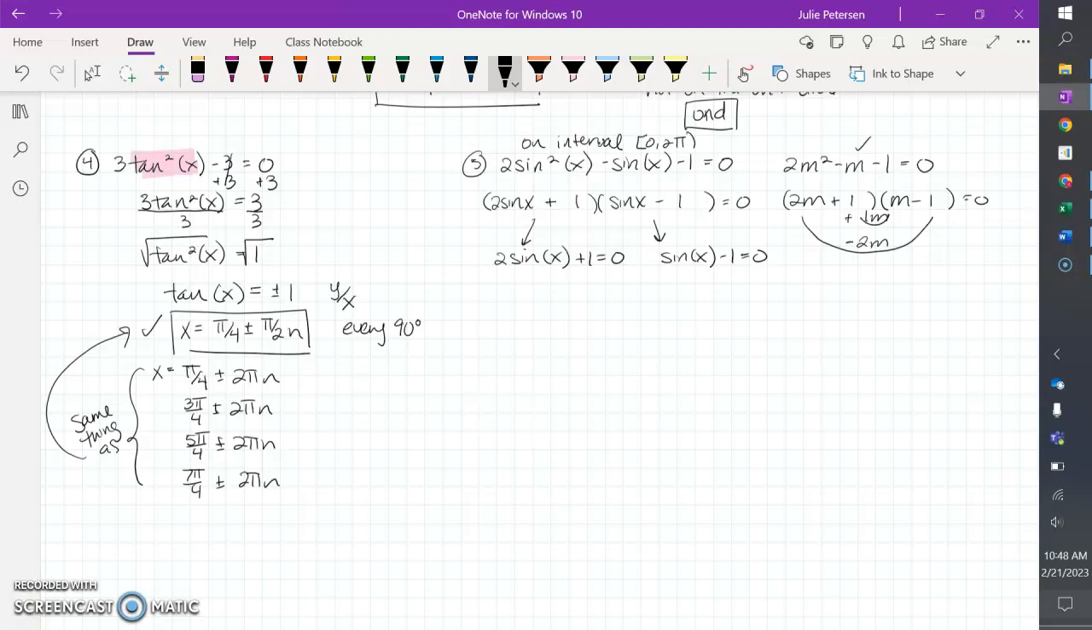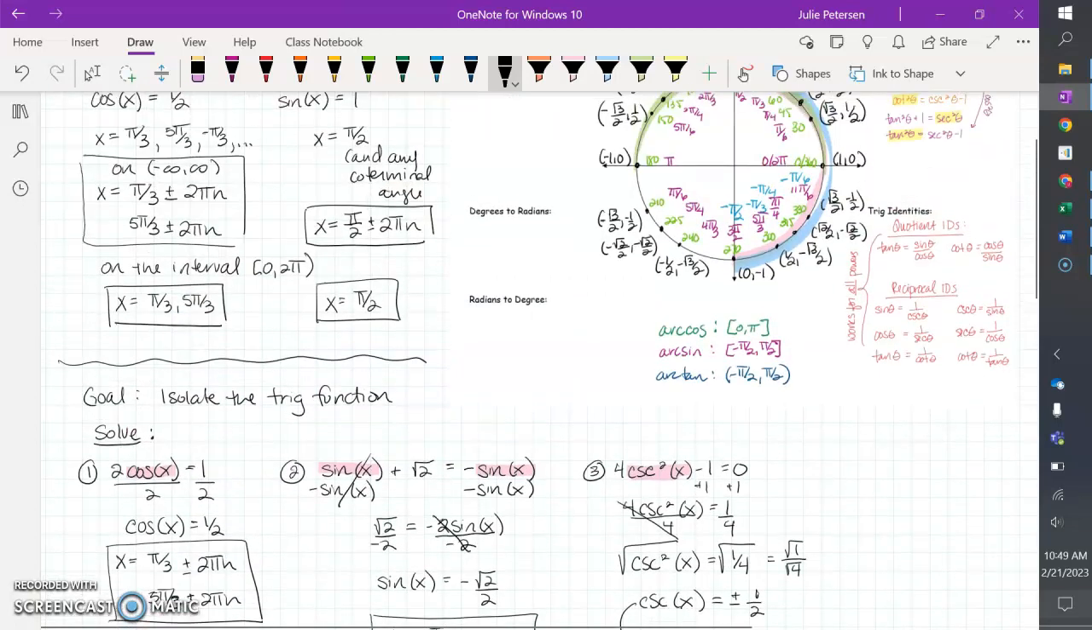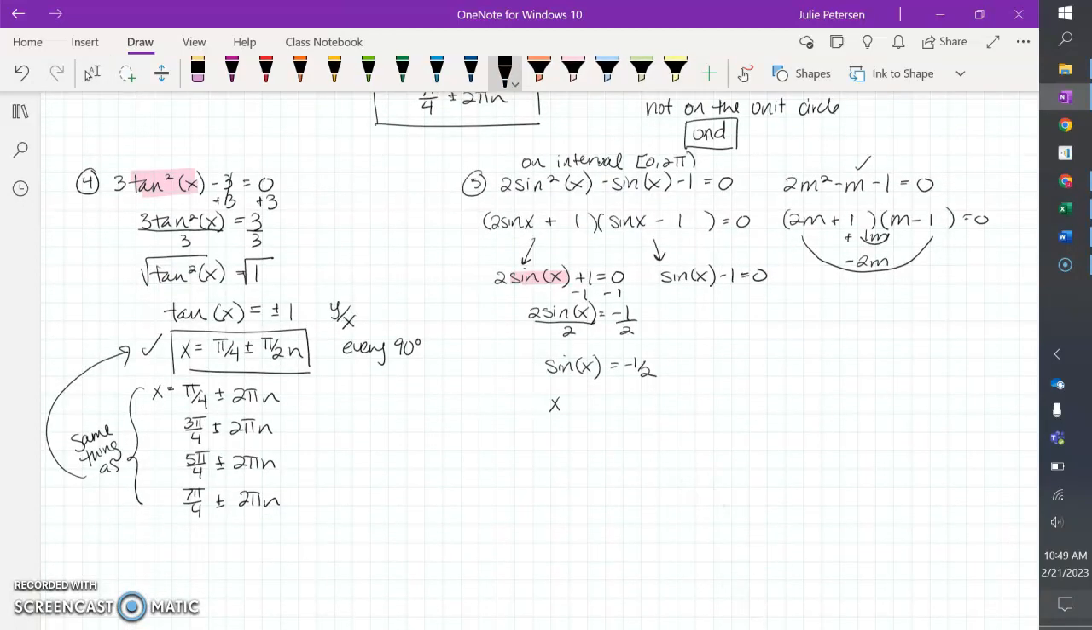So let's start with the one on the left. Again, we're just trying to isolate this sine of x. So we'll just do our algebra that says we're going to subtract 1. So that'll give us 2 sine of x equals negative 1. And then we'll divide by 2. All right, so sine of x equals negative 1/2. So we're just taking the angles from the unit circle that have y values of negative 1/2. So when we look at our unit circle, our y values of negative 1/2 happen at 7 pi over 6 and 11 pi over 6. So for this factor, our solutions are 7 pi over 6 and 11 pi over 6.